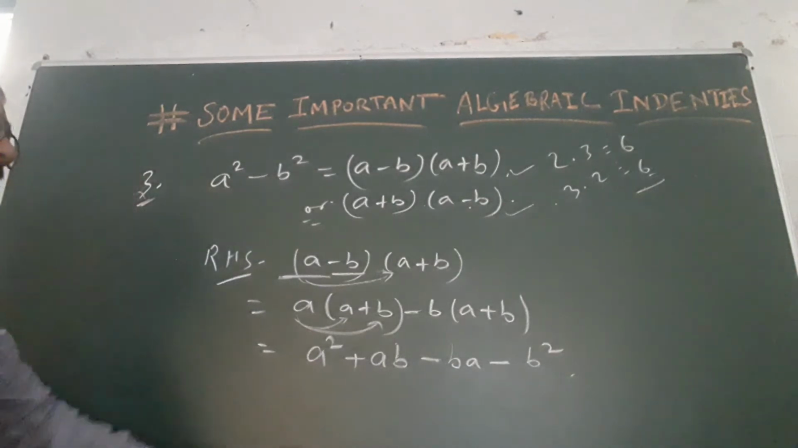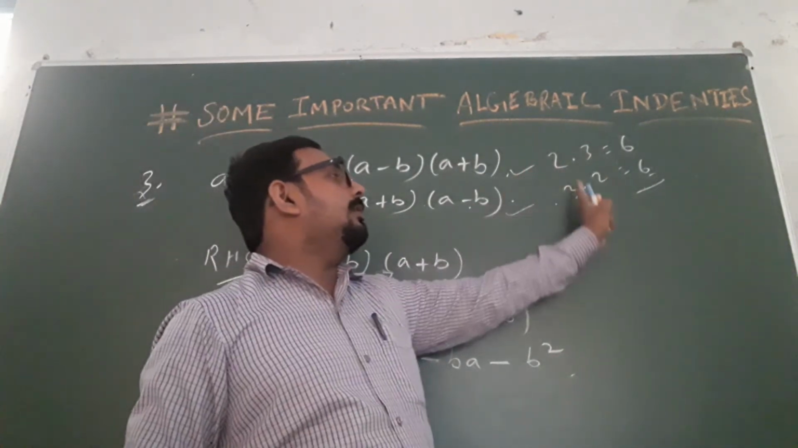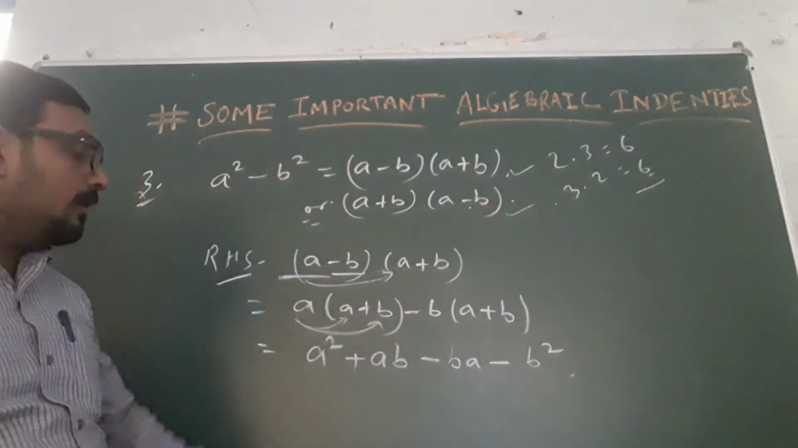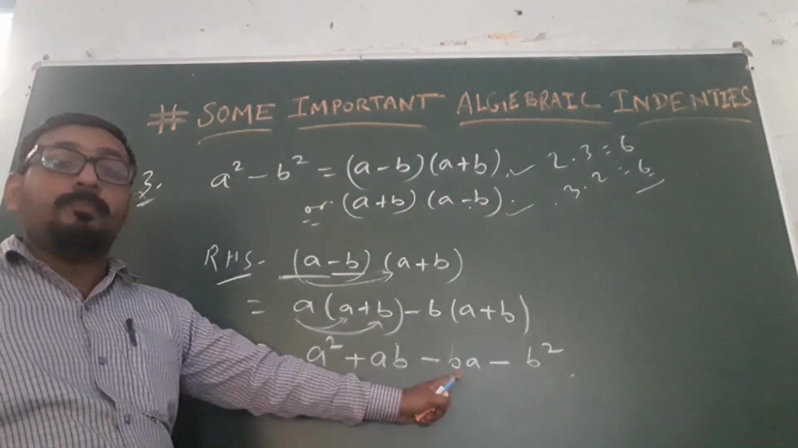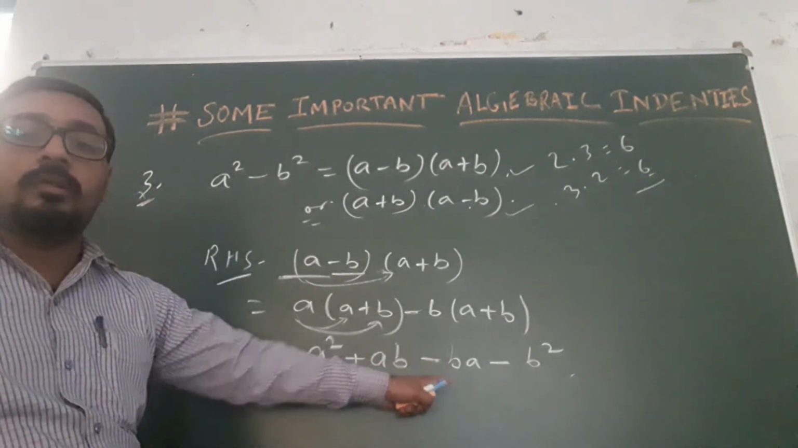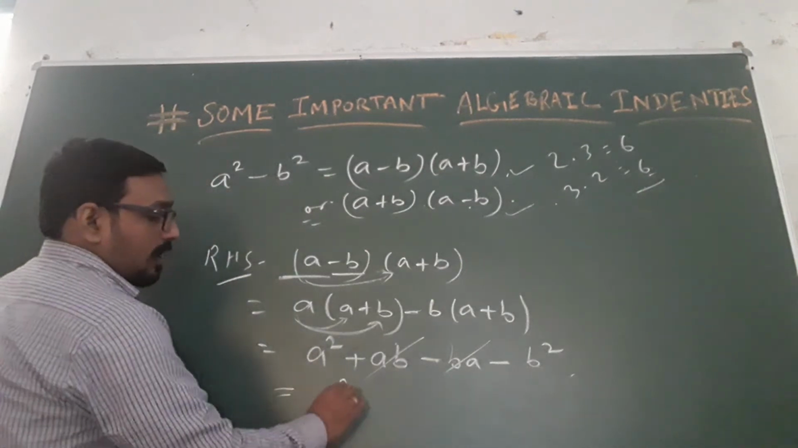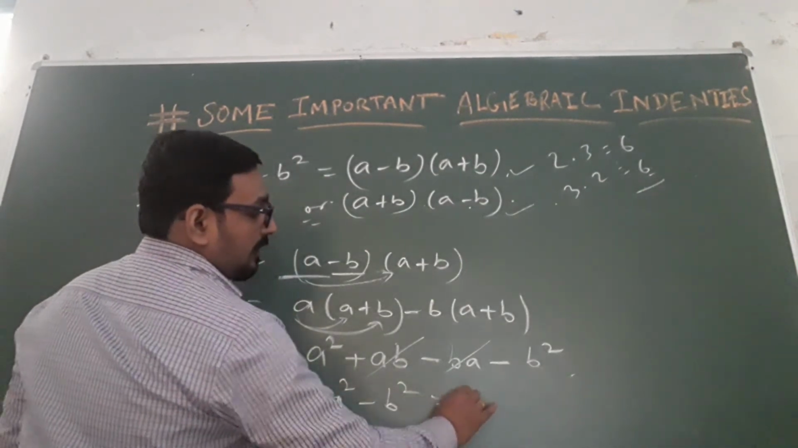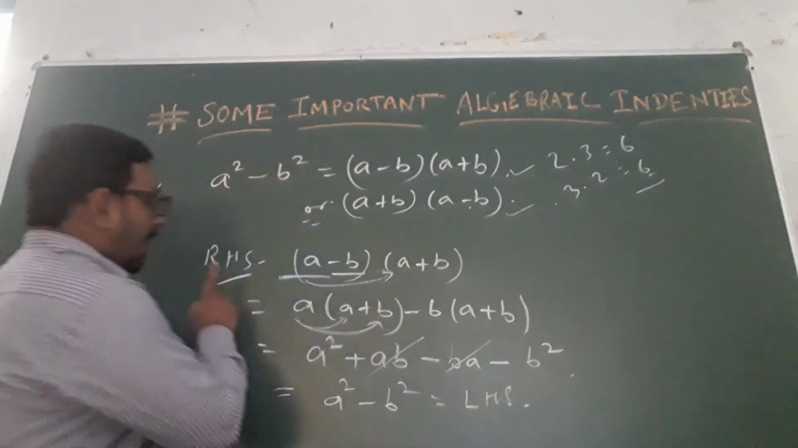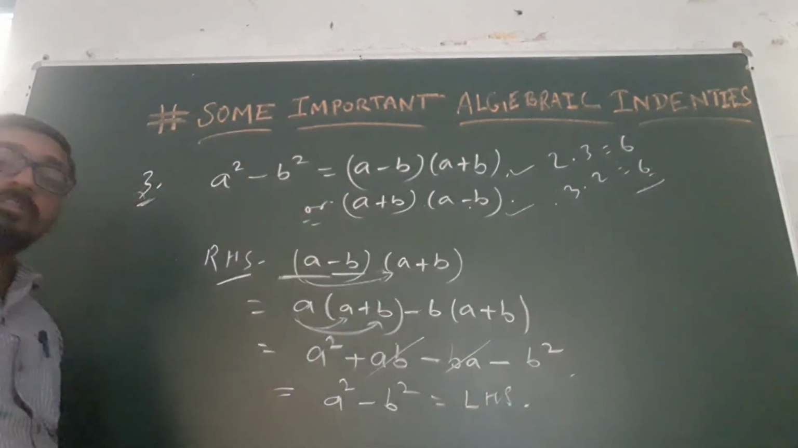Both are the same terms, ab and ba, like 2 into 3 and 3 into 2. So both are equal, ab is equal to ba, but they have different signs. Gain of this one, loss of this one, it gets cancelled out. Now we have a square minus b square. It is your LHS because we took the RHS and the result is the LHS. So this algebraic identity is proved.